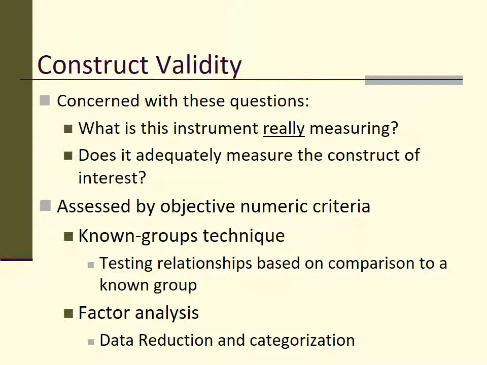Finally, construct validity is concerned with the question of what an instrument is really measuring and whether it adequately measures the construct of interest. It is assessed by the known groups technique, which tests relationships by comparing them to a group who are known to be high or low in the attribute, or by factor analysis, which uses statistical means to reduce and categorize the data on attributes or constructs.